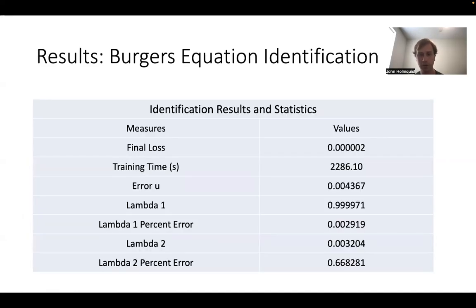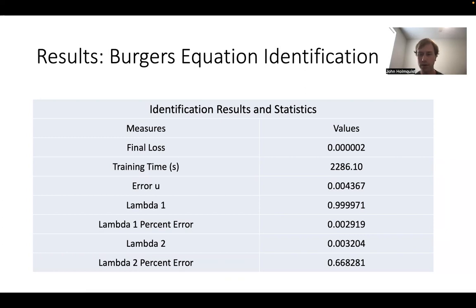So identification is a little bit more interesting. The loss actually gets minimized to a really similar value, and it also takes about 35 minutes to train on the same AWS EC2 instance. The error for u is pretty similar. It's also really good. And then lambda 1, the value is 0.999, and the actual value is 1. So this has a really small percent error.